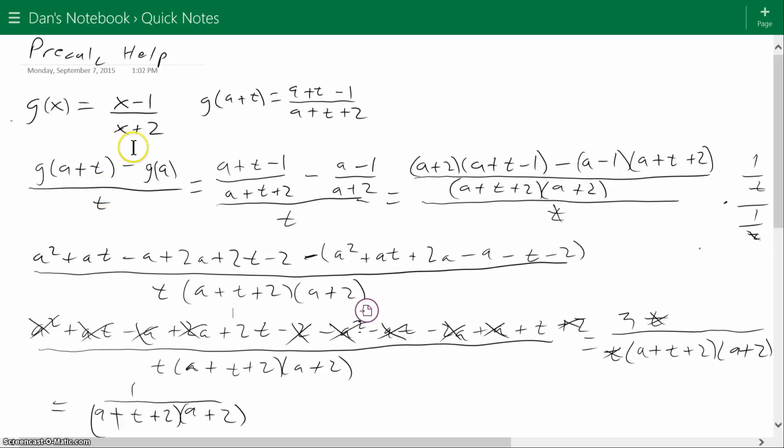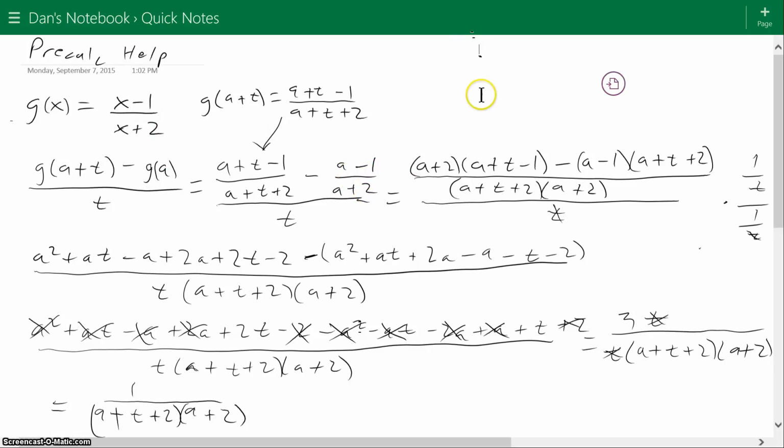But just to get in practice on the algebra here, which is usually the hang-up when it does come to calc, is just the algebra issues. So instead of g of x here, we want g of a plus t. So instead of having an x, you just put in a plus t. So it's going to be a plus t minus 1 over a plus t plus 2. So this is that part. So when it says g of a plus t, I've replaced it right here. So I just substitute that right in there, minus the original function with a now instead of x. So it's just a minus 1 over a plus 2.